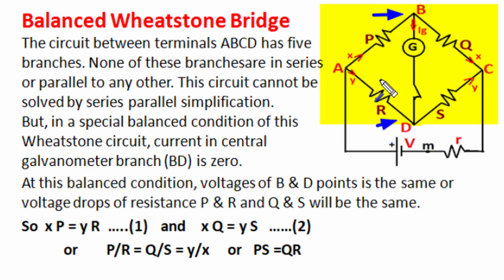And in balanced condition, as B and D get identical potentials, A is a common point. So the potential difference across P resistance in AB section with current X in P, that is XP, becomes equal to the potential difference across R resistance with Y current, that is YR.